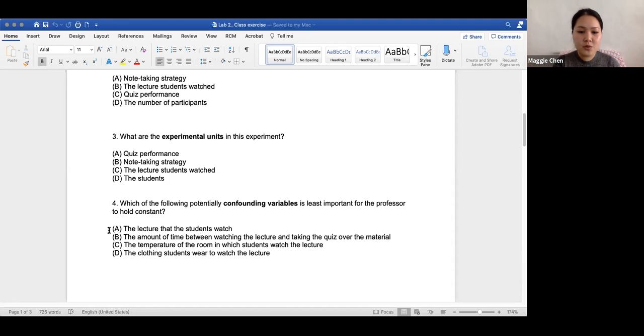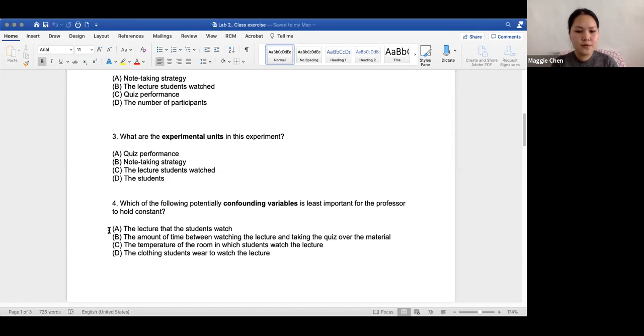B, the amount of time between watching the lecture and taking the quiz over the material. If one group took the quiz the very next day, but the other group took it 2 weeks later, retention of the information would probably have an effect on their quiz performance. So this is pretty important too. We probably wouldn't want to change the amount of time between watching the lecture and taking the quiz. So B is pretty important.